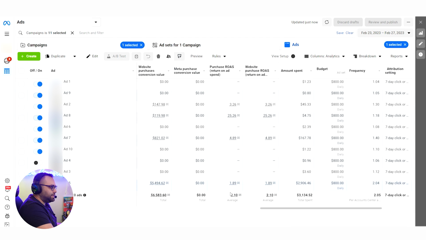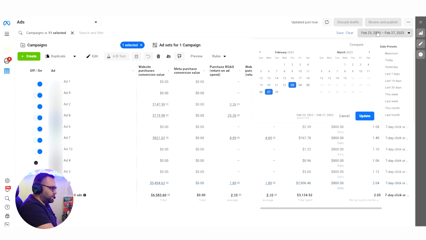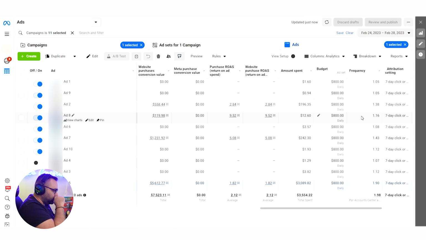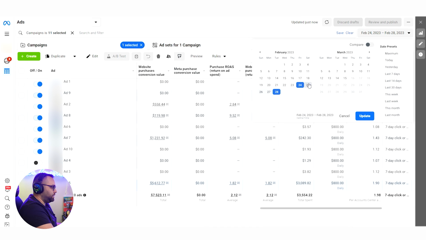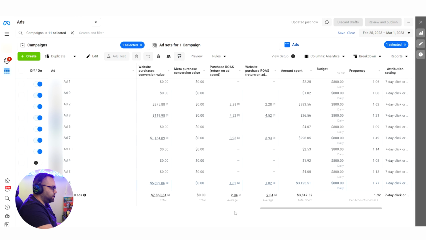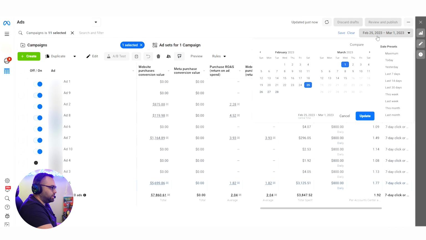1.89, it's dropping. Still, I'm good on the average, I'm not touching it. 24 to 28, 2.12, 1.8. We can see that it's coming to a point where it's spending 3k alone, and the others are not spending this amount of money, not even close. Then we go from 25 to the first, 1.82, 2.04, it starts dropping, okay, and this one is spending more, it's even taking more budget there.